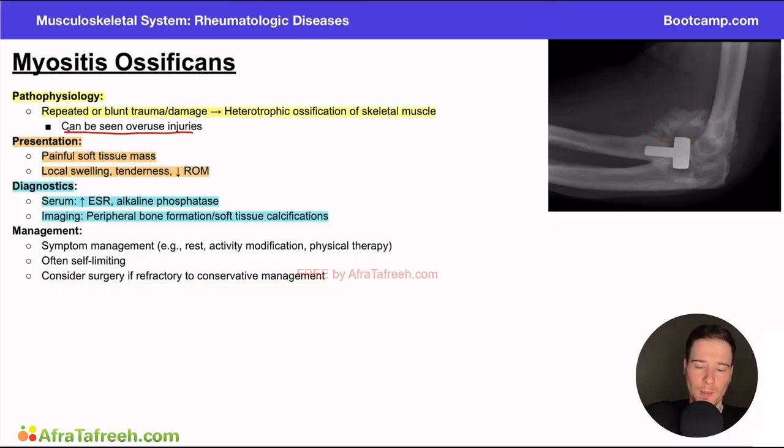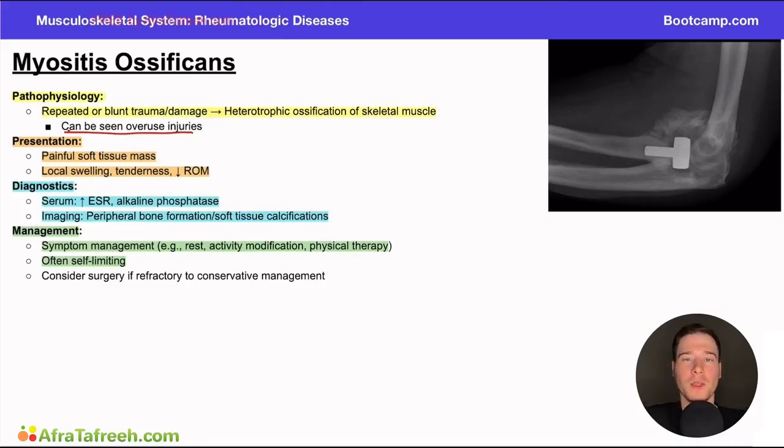Now, when we think about the management here, it's primarily just going to be symptom management. This can include things like rest, activity modification, and physical therapy. Often this is a self-limiting condition. What does that mean? That means that over time the body can actually resorb the calcium. It can actually fix itself over time and repair the affected area.